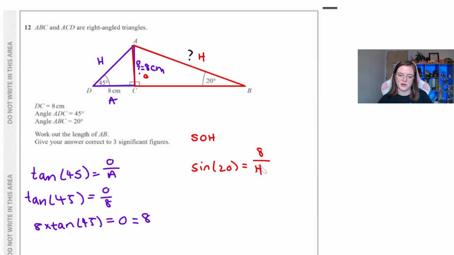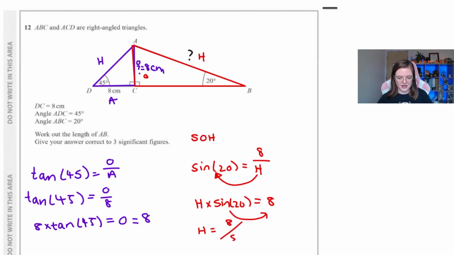And then I want to get H on its own, but it's in a really awkward spot here, so I'm going to times it up first, just move it to a better position. So I'm going to get H times sine 20 equals 8, and then divide down by sine 20 to get H on its own. So then H is 8 divided by sine 20. Therefore, H is 8 over sine 20.